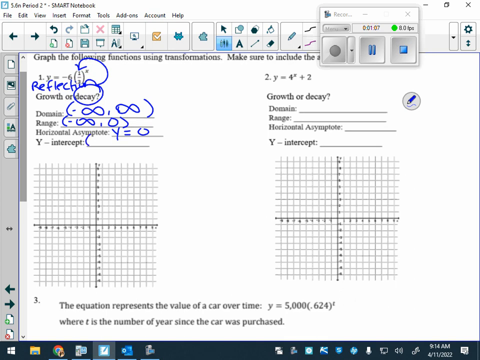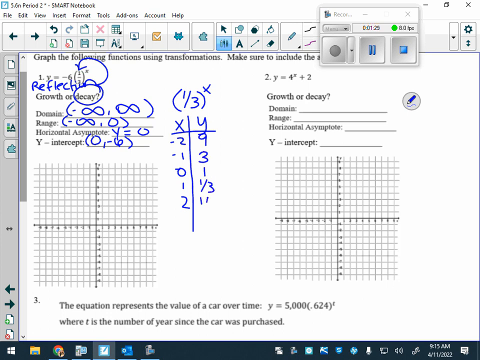0, -6, okay? So if you started, and some of these points are going to be off the graph, if you started with our table of values, just with our parent function, which is 1/3 to the x, you have 9, 3, 1, 1/3, and 1/9. Then if you were to multiply them by -6, that takes care of the reflection and what else? What else is happening? Vertical stretch.